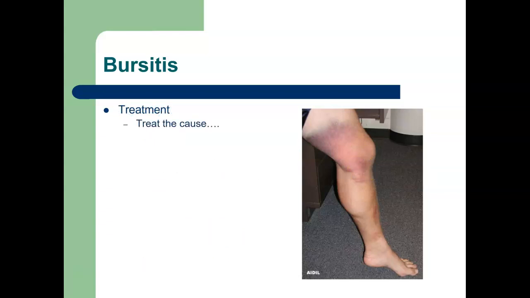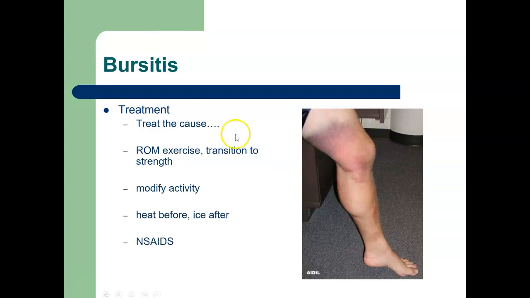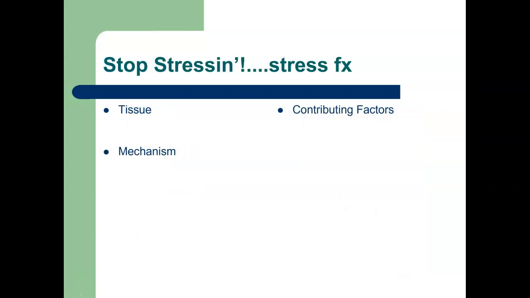Treatment-wise, for the acute version, we really just let the swelling go down and the person returns pretty quickly. If it's the more chronic overuse type, then if we have tight muscles, if we have overuse, whatever we're causing it, we want to treat that and then look at some of the other common things that we use for tendonitis along those lines.